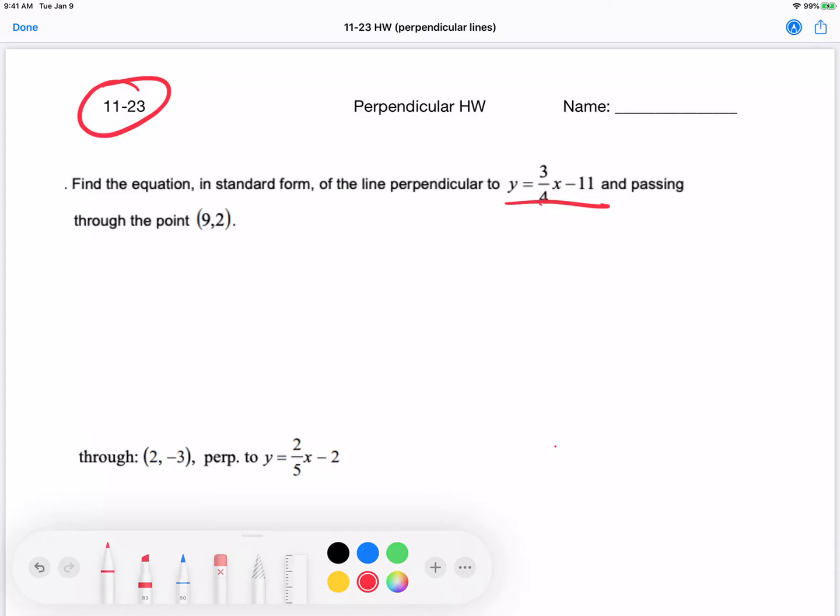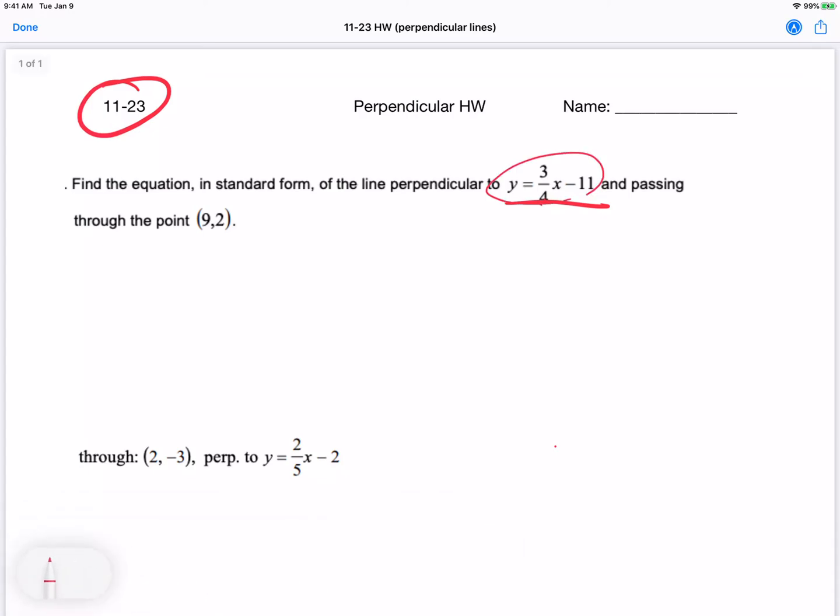We were looking for perpendicular slopes given the equation. Yesterday, what we did was converting into standard form, right? These are already in slope-intercept form for us, so it makes it a lot easier. The slope is 3 over 4, and so all we're going to do is convert this into negative 4 over 3. Why? Because we're talking about perpendicular slopes.